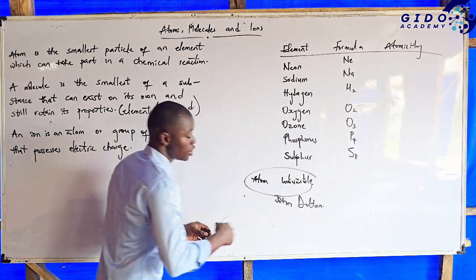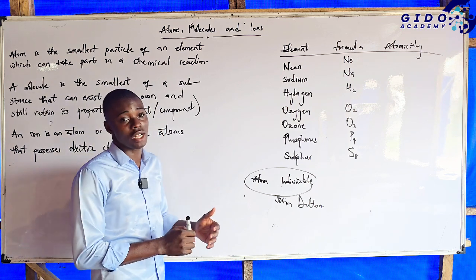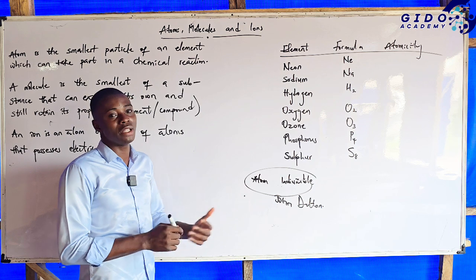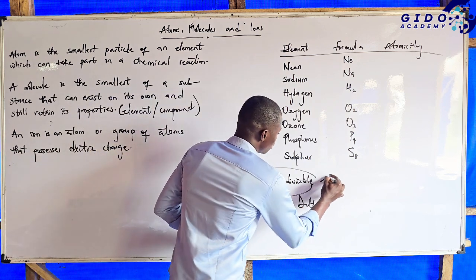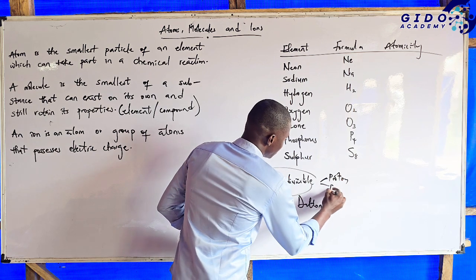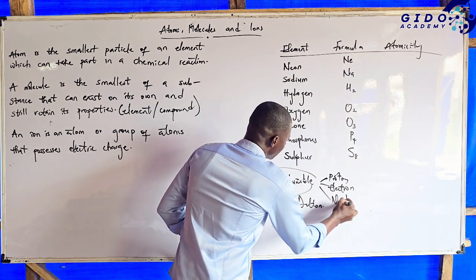According to John Dalton, he said atom is what? Is indivisible. But it was later proposed that atom is actually divisible because it can be divided. That's why we have the subatomic particles, which consist of the proton, the electron, and the what? The neutron. But this is not what you are looking at.